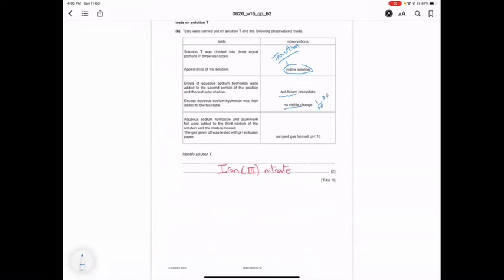And then here he added sodium hydroxide and aluminium foil. Aluminium foil is the very special test for nitrate. If it's positive, it produces ammonia, which is a pungent gas and alkaline. So we have iron 3 nitrate. If you didn't say iron 3, if you didn't say the 3, you lose a mark.